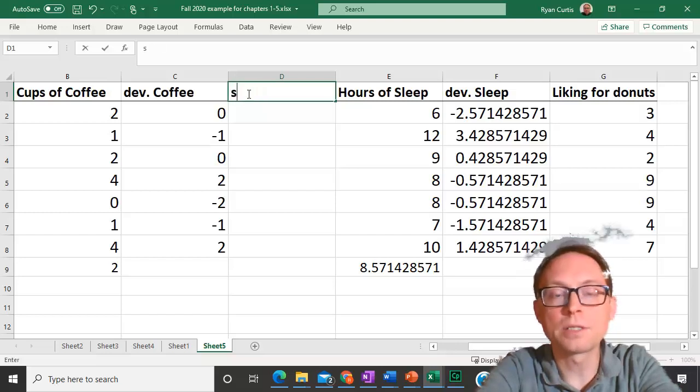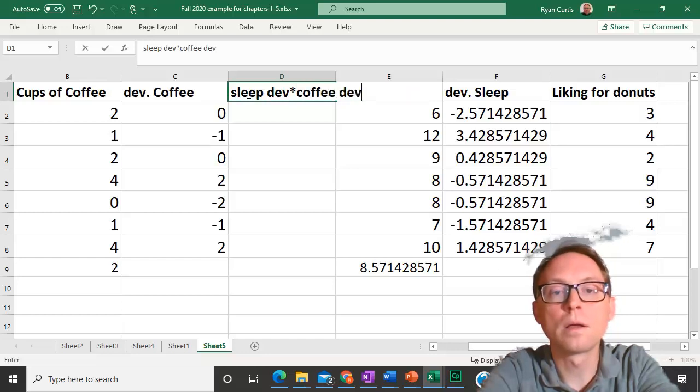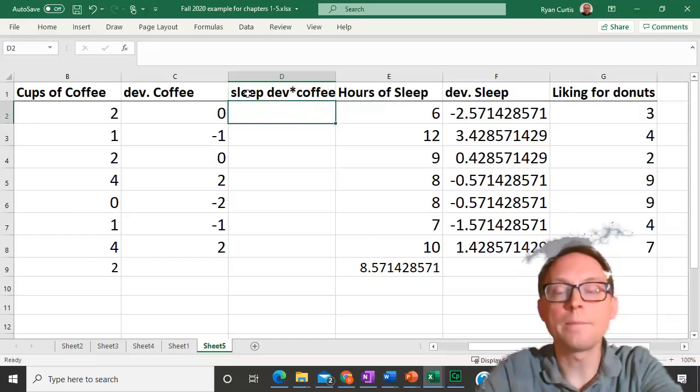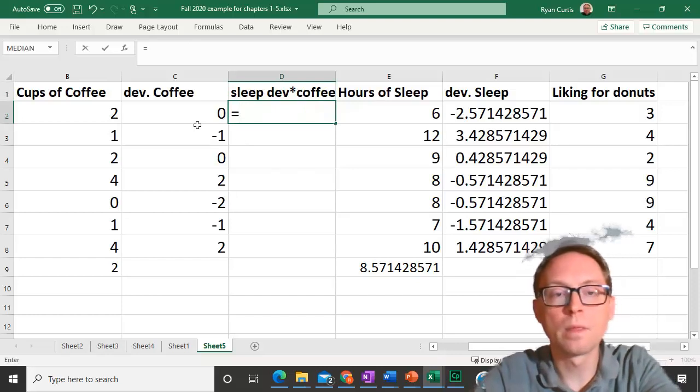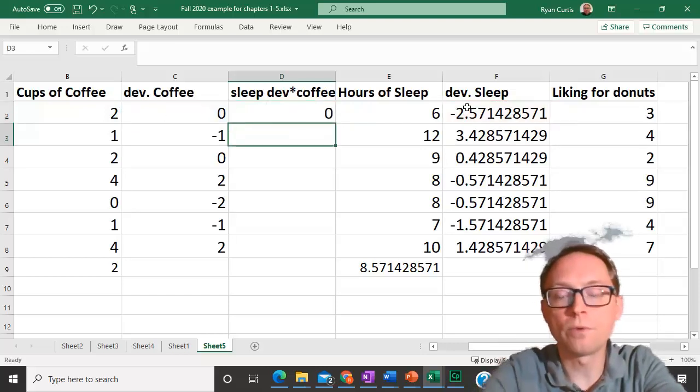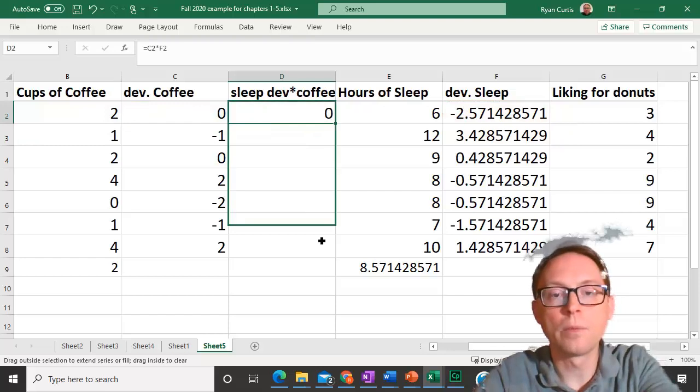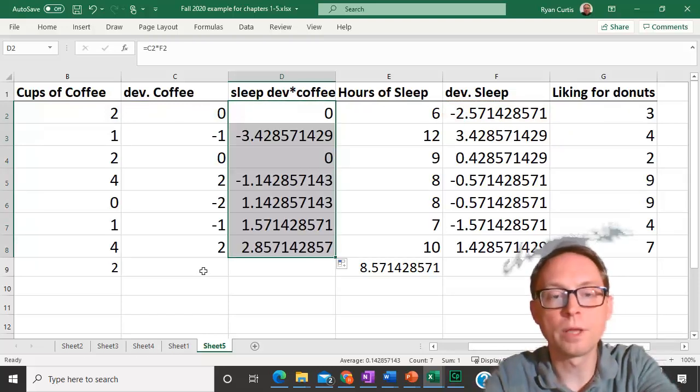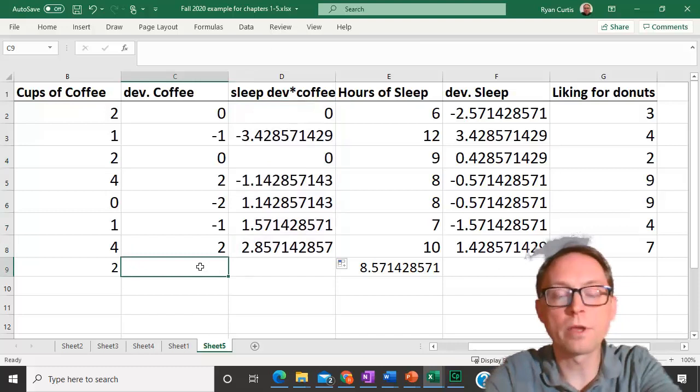X is sleep times coffee's deviations. All right, so for participant 1, it's 0 times negative 2.5714, which is 0. And we do that for everybody. That's what we get. Okay, remember then covariance, we need to sum those up.